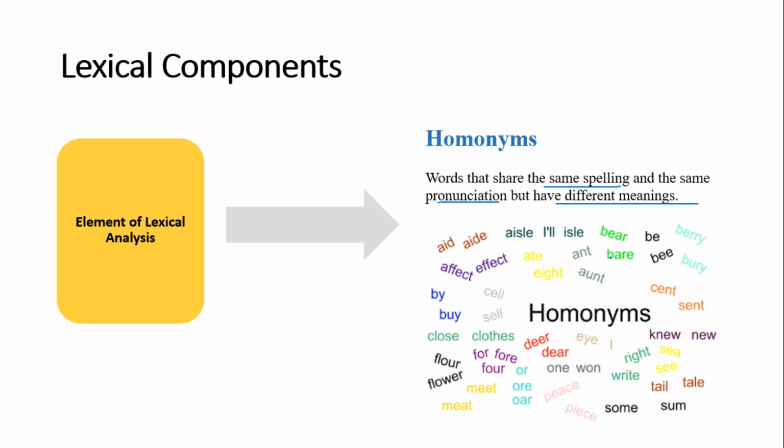Like you can see in these examples where the word aid. So these are the words having the same pronunciation and almost the same spelling, but the meanings are different. Affect, effect, buy, clothes, flower. So this is talking about the flower, and this is talking about the flour. So these are some of the examples for the homonyms.